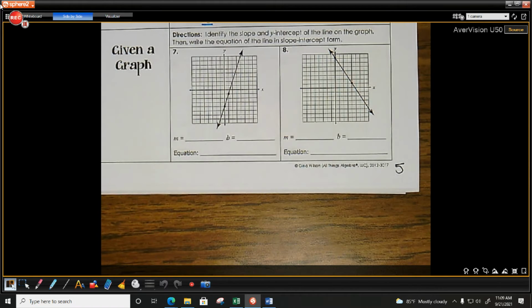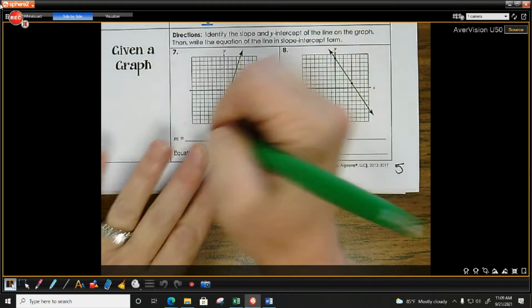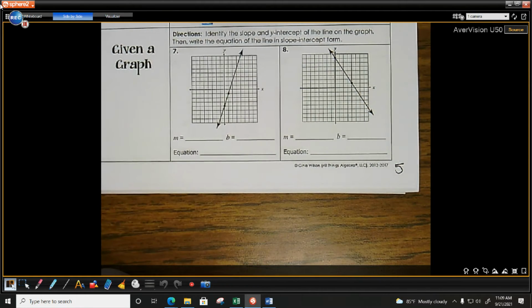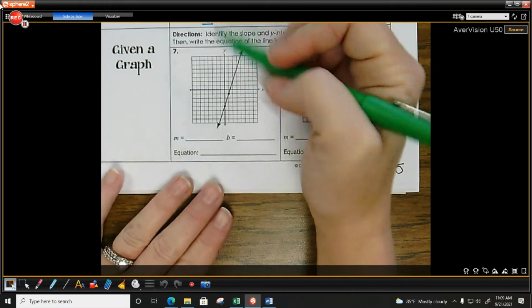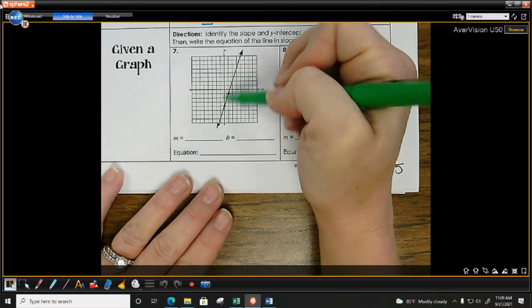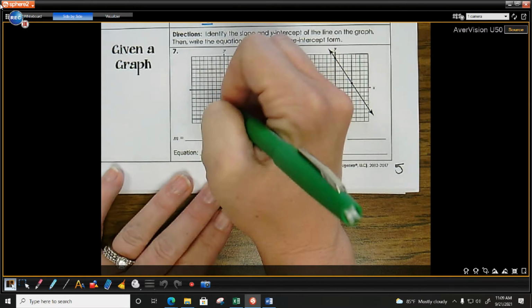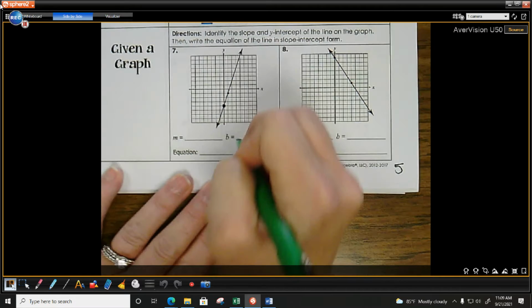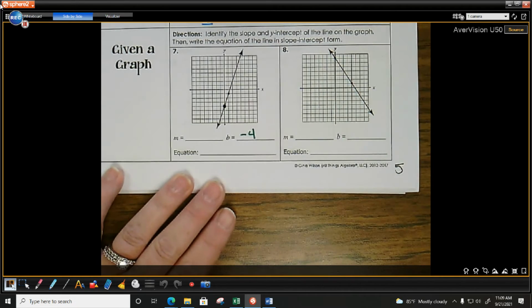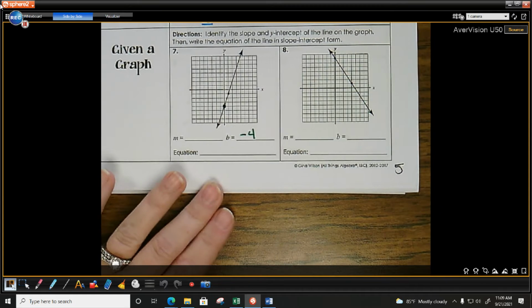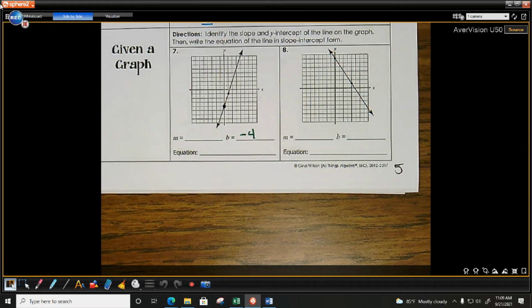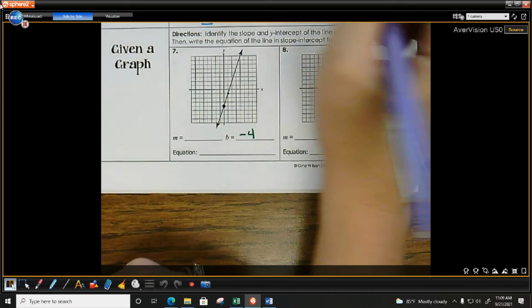Okay? So, looking at my line, I always want to find the y-intercept first. I think it's the easiest. So look at your y-axis. Where does it hit the y-axis? At -4. That's your b value then. And then this is where it comes into play what we found last class, finding your slope. Slope's what over what? Rise over run.